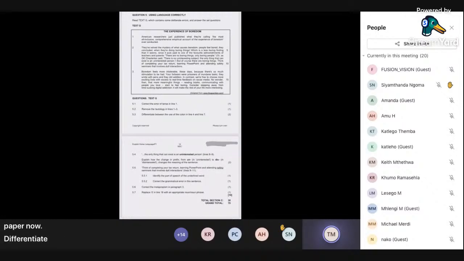Differentiate between the use of a colon in line 4 and in line 7. Let's go there. Line number 4: they've solved the mystery of what causes boredom, and there's a colon. People feel bored, they concluded, when they are doing boring things, which is a less boring finding than it seems, comma, since it puts paid to one of the favorite admonishments of teachers and parents. Then again, there's a colon: there are no boring things, only boring people. So two functions of a colon, which are of a differing nature. So here, you must show the difference of a use of a colon in line 4, as well as in line number 7.